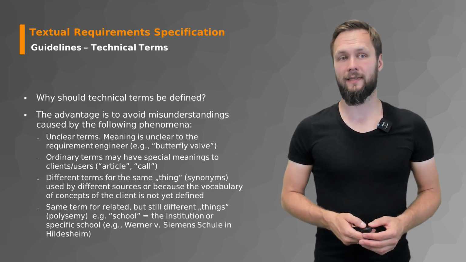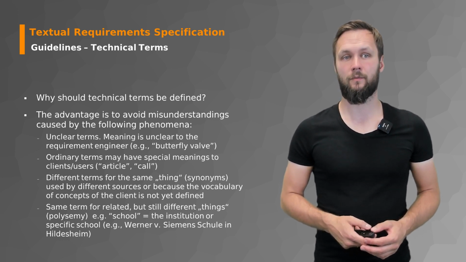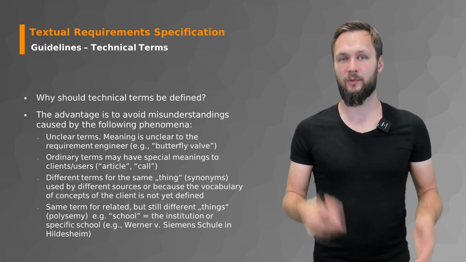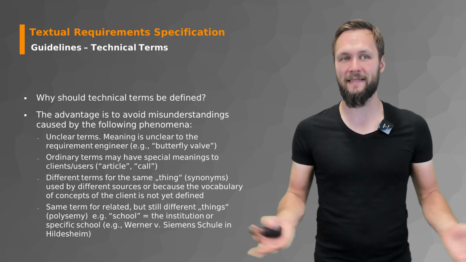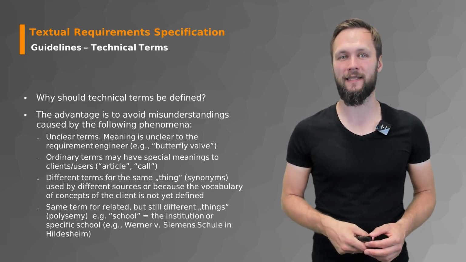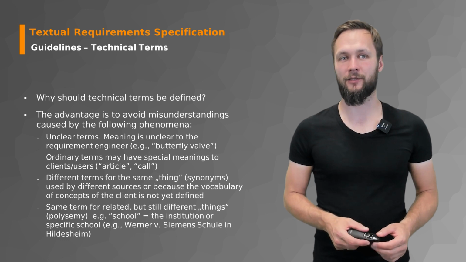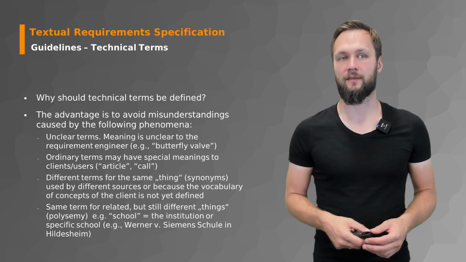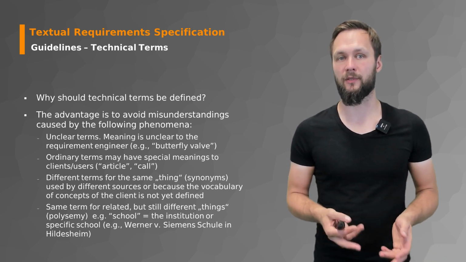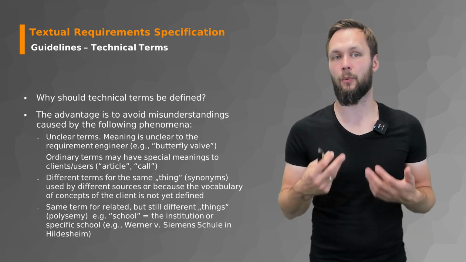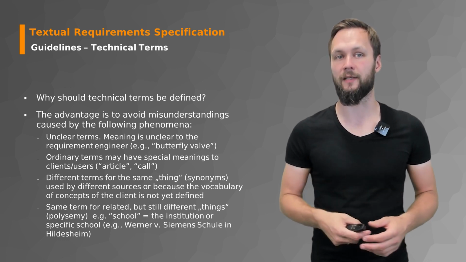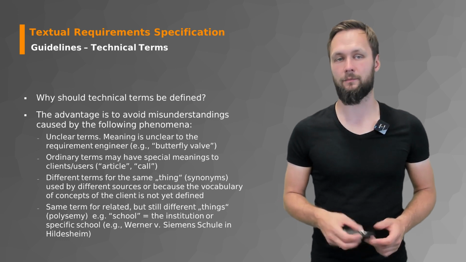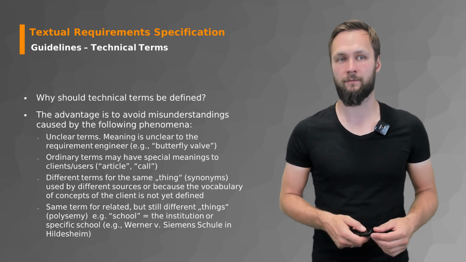And there are also guidelines for technical terms. Why technical terms should be defined is probably self-explanatory, because what they mean is relevant for the requirements document. And the advantage or the goal is to avoid misunderstandings caused by the following phenomena, like unclear terms where some people don't know what it means. The person who doesn't know something could also be you as a requirements engineer who's not familiar with certain domain terms, like what is a butterfly valve.